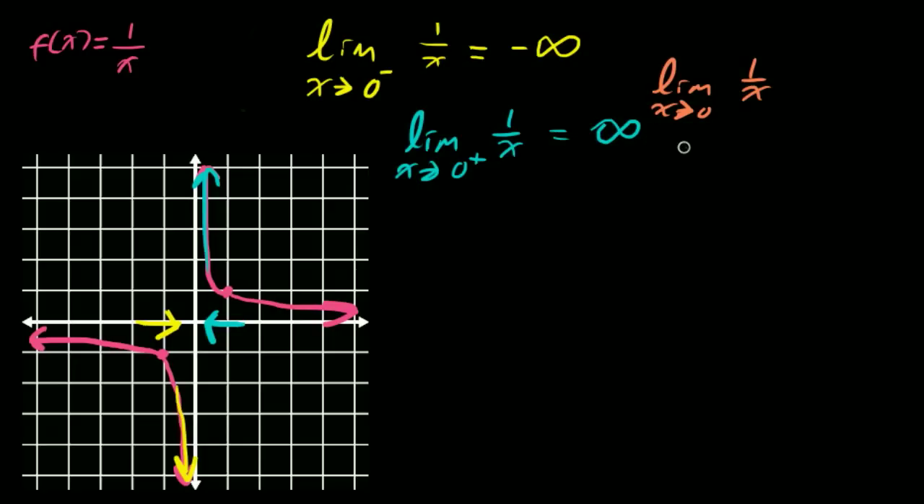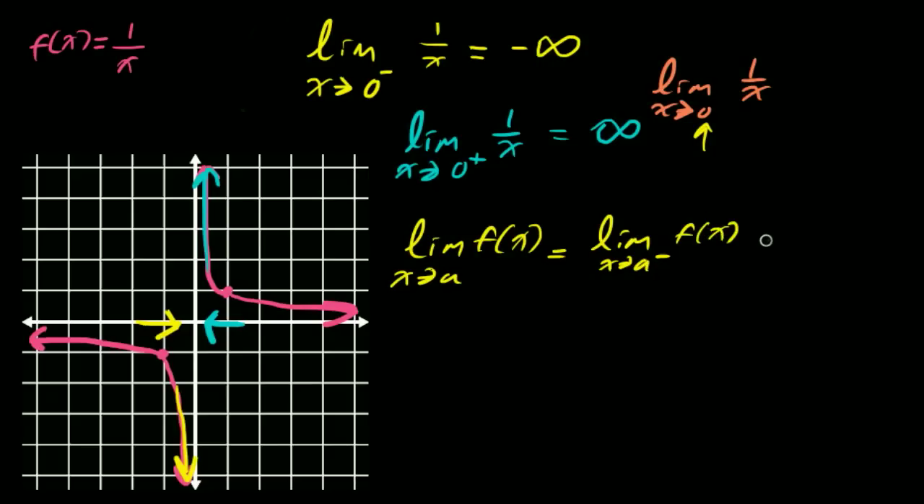So they're exactly opposite. And therefore, if you remember, we said that in order for the limit as x approaches any value a of some function to exist, then that limit has got to equal the limit as we approach from the negative side, as well as the limit as we approach from the positive side.